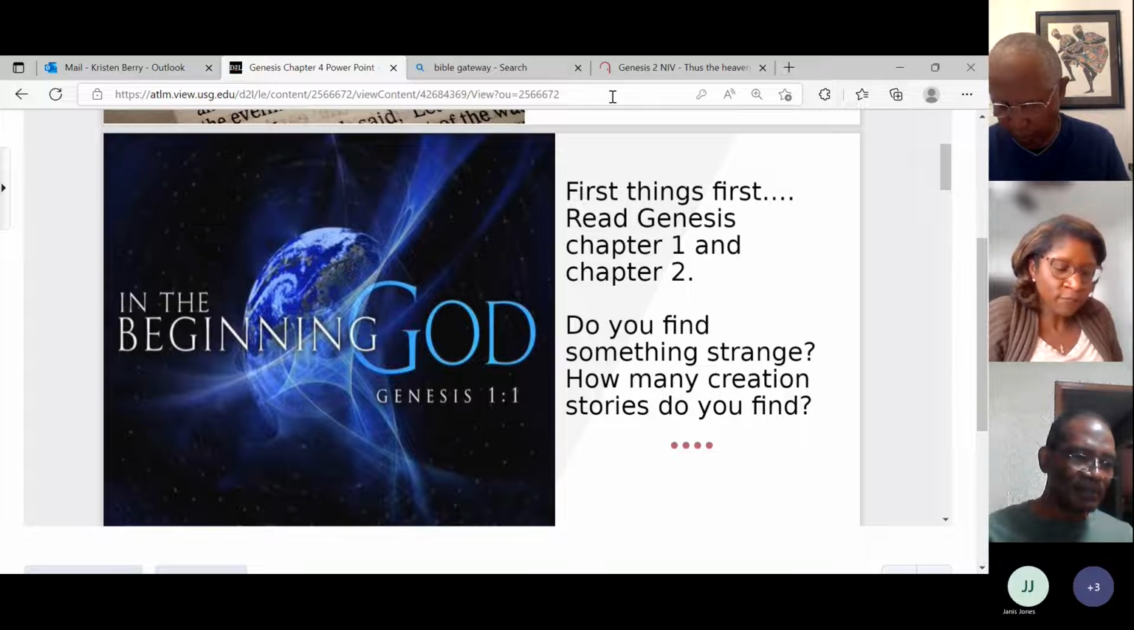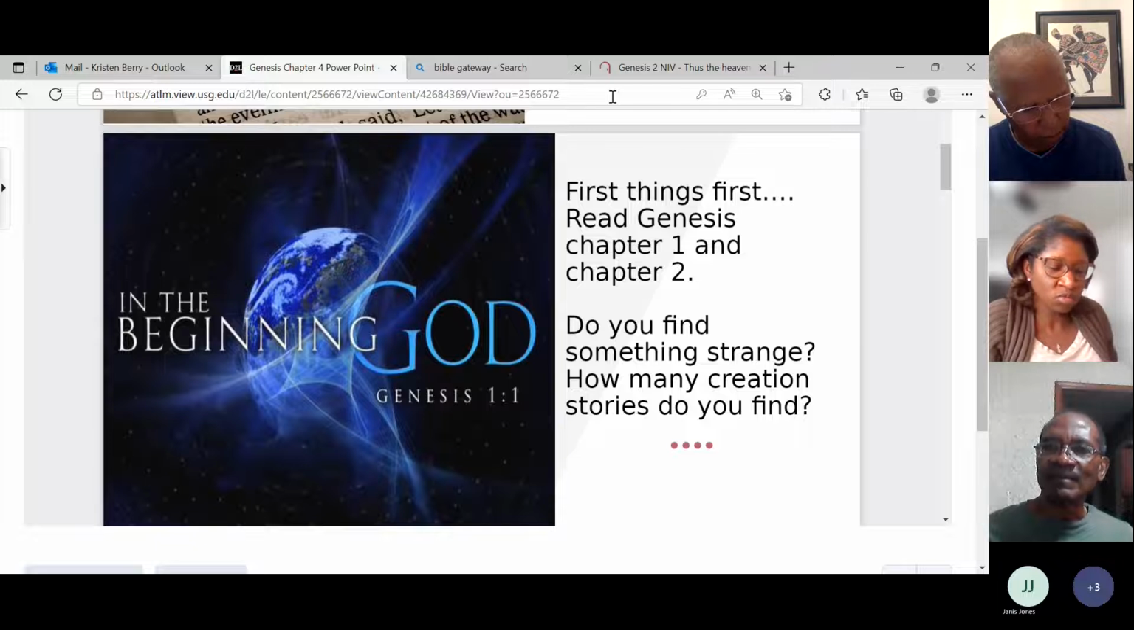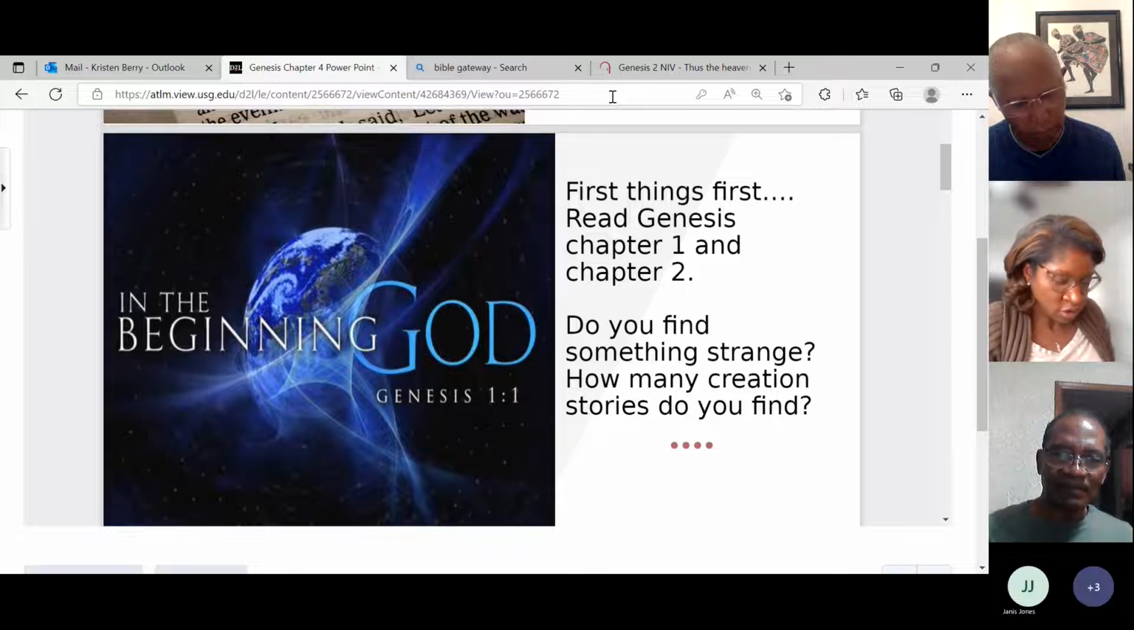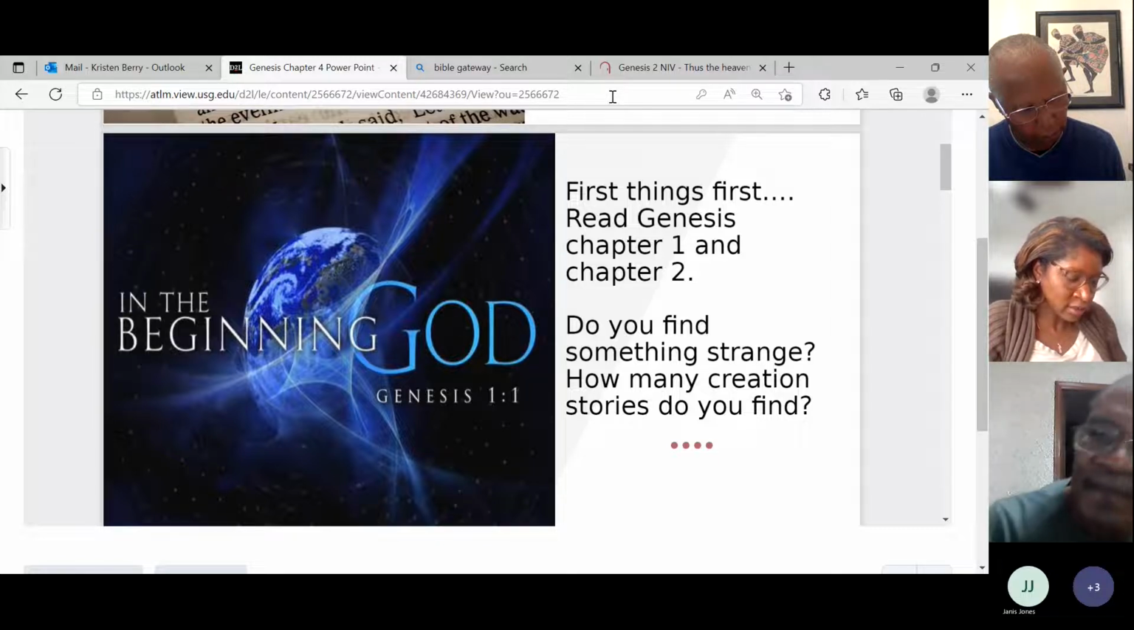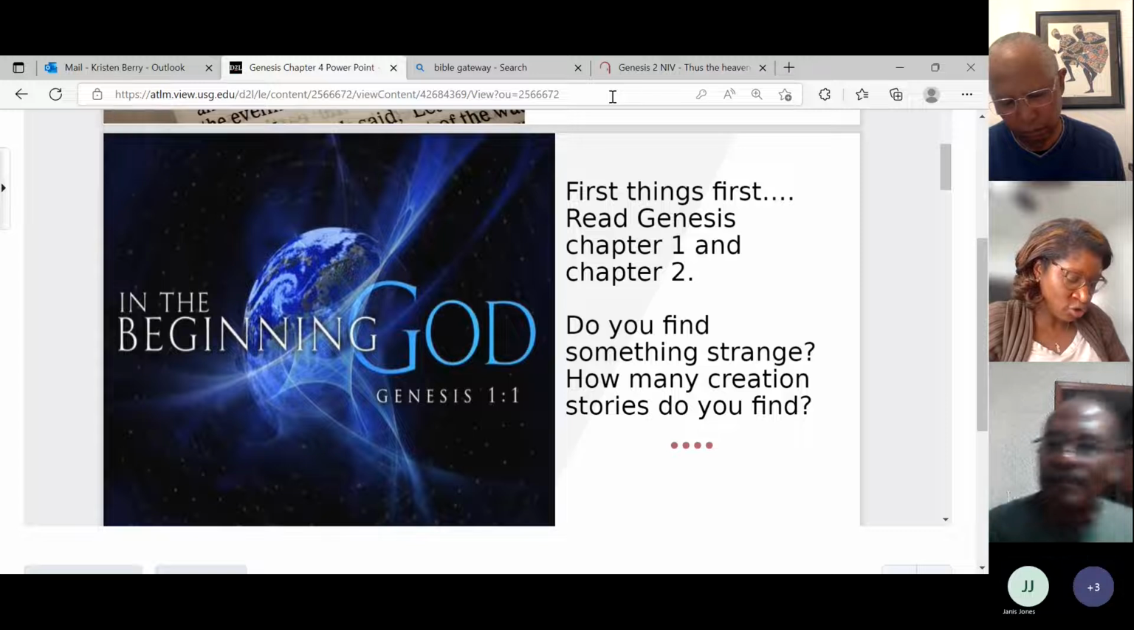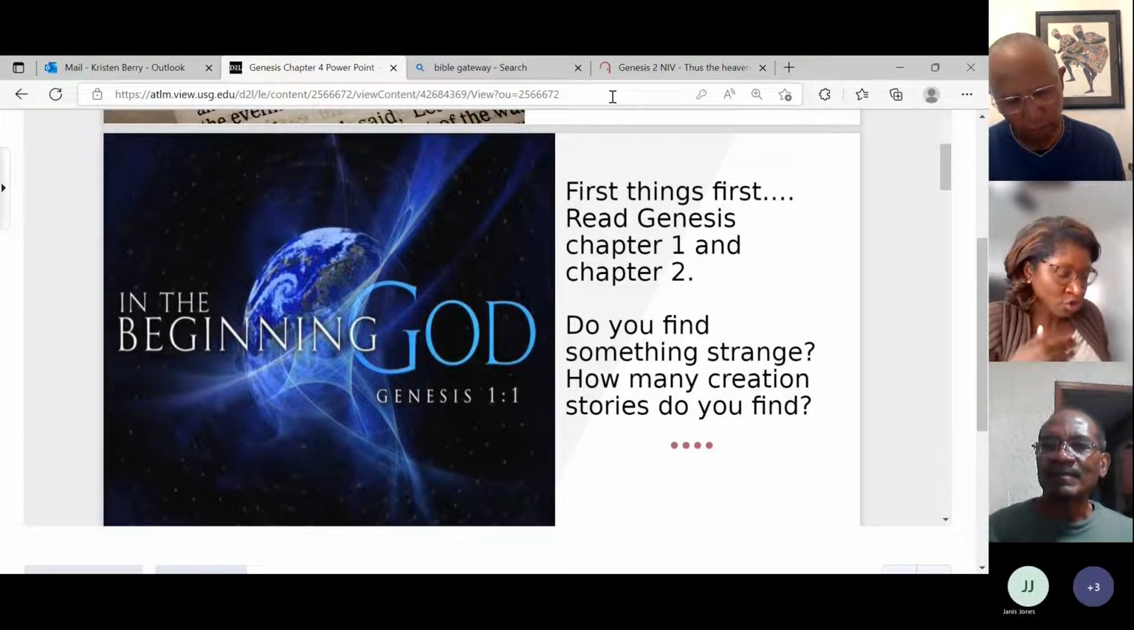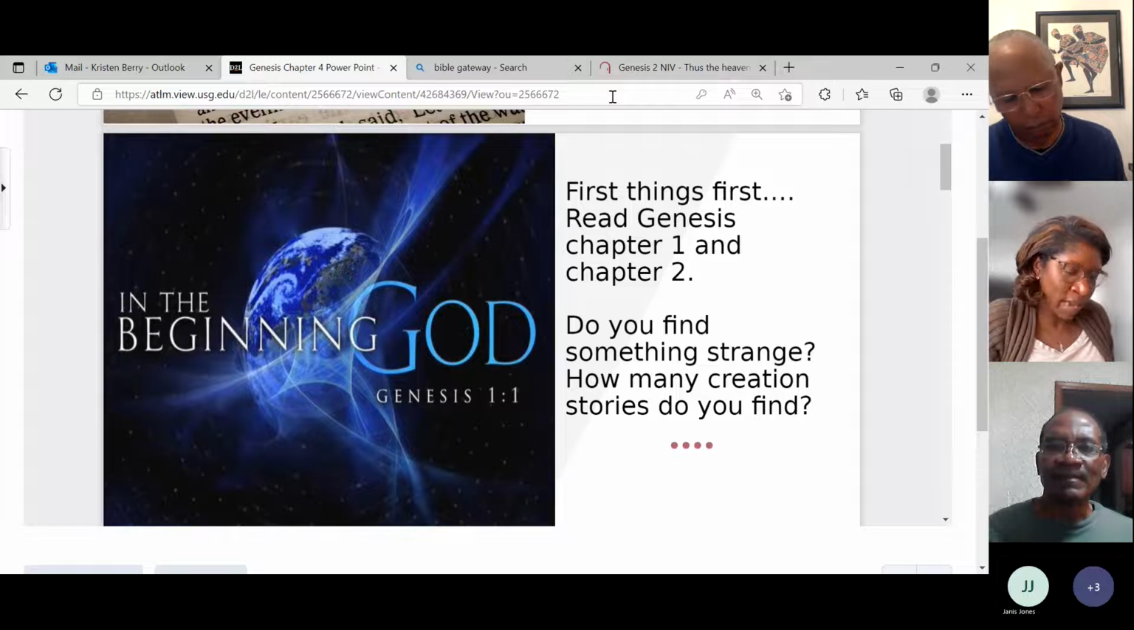I agree. So that first one in chapter 1 was more general, although we got good details, right? And then chapter 2, I'm in my textbook, chapter 2 gave us lots of details regarding man and the creation of man and the tenderness that the Creator God took in creating man.